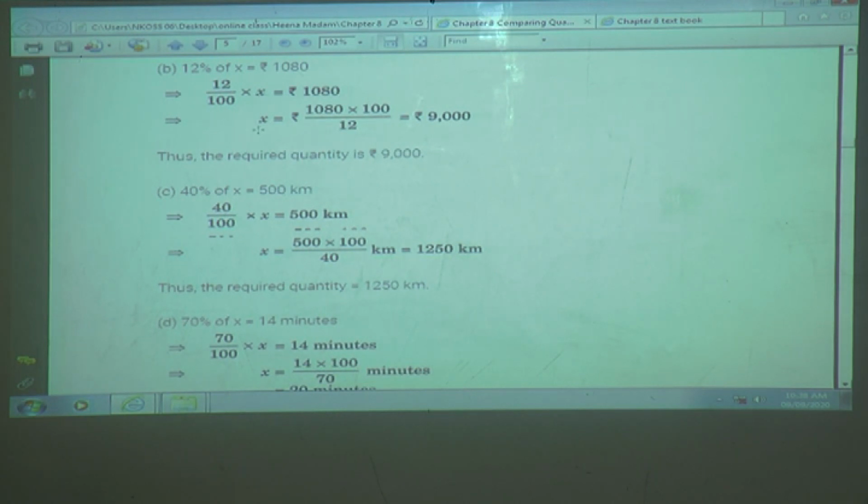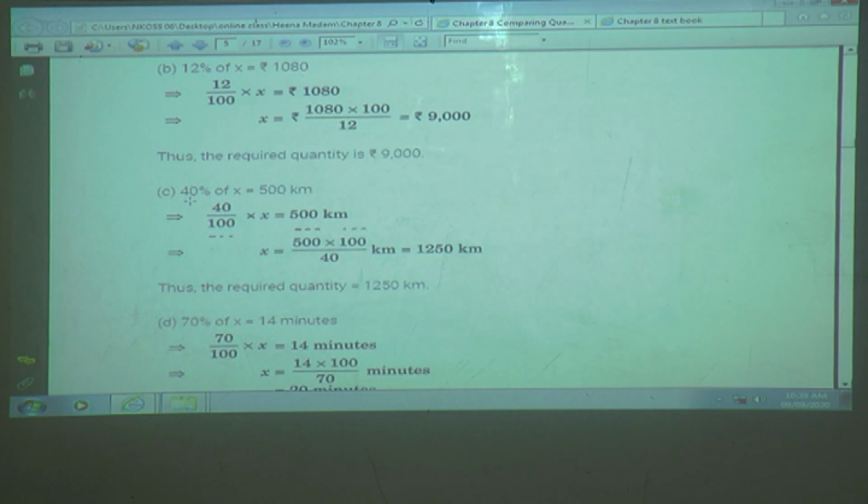Take the 12 upon 100 to the right hand side. x is equal to rupees 1080 multiplied by 100 upon 12. Again the same, we have to take the reciprocal, so it will be 100 upon 12. Reduce it to the lowest terms, and after reduction we get rupees 9,000. The required whole quantity is rupees 9,000. In this way we found x when 12% of x is rupees 1080.